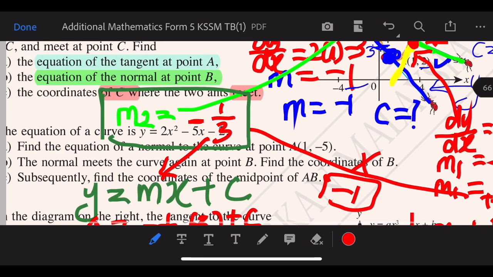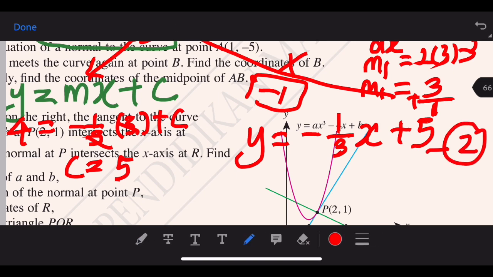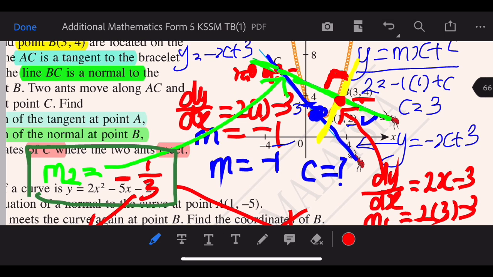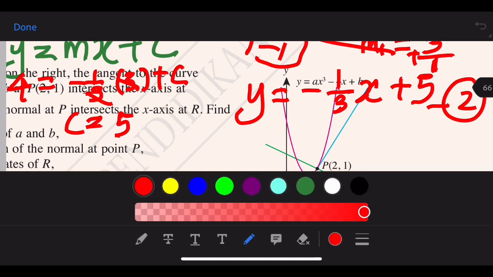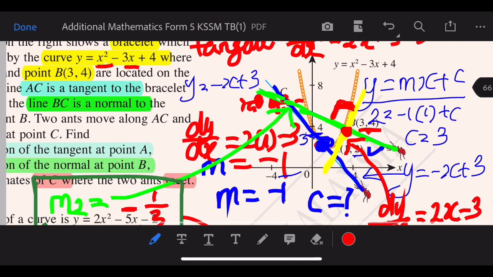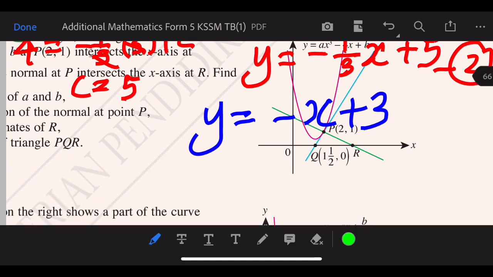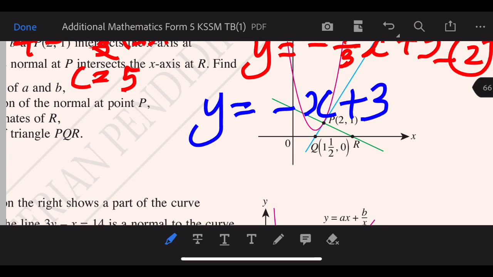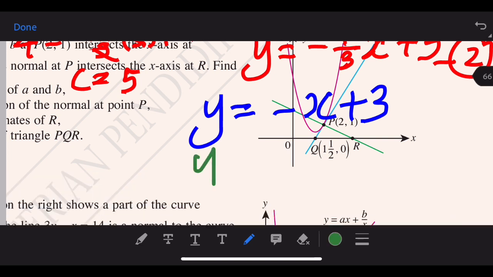Okay, after you find the equation of the normal at the point B, you have 2 equations already, right? Number 2 is this one. Just now you had one already, which is y equals negative x plus 3. So we have the equation of the tangent, which is negative x plus 3, the blue line. Then we found the equation of the green line, the normal, which is y equals negative 1 over 3 x plus 5.